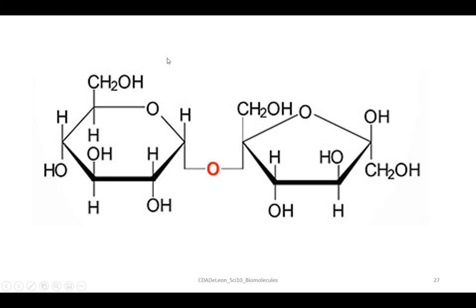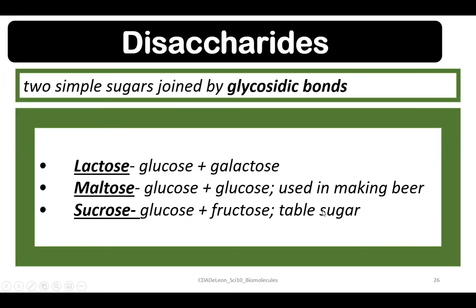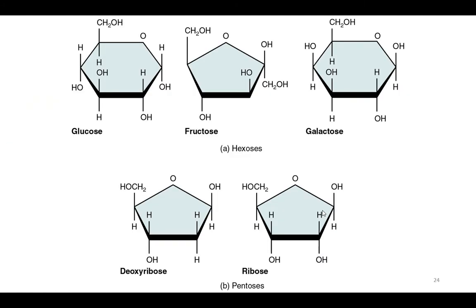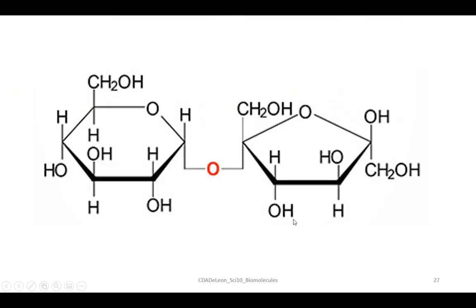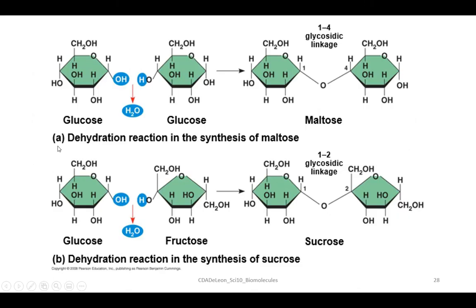So this is one monomer combined with another monomer. So what do you think this is? It is sucrose. So we have a dehydration reaction in the synthesis of maltose. Remember, maltose is composed of glucose and glucose.